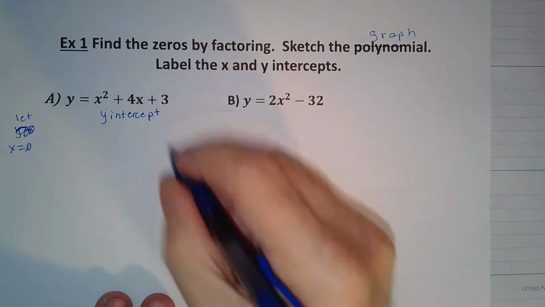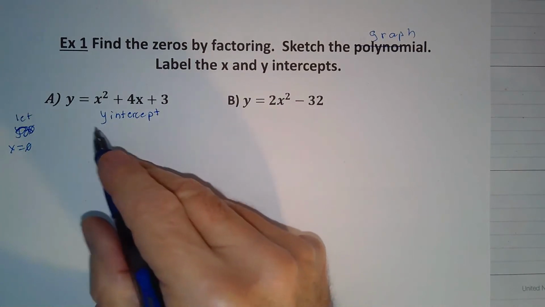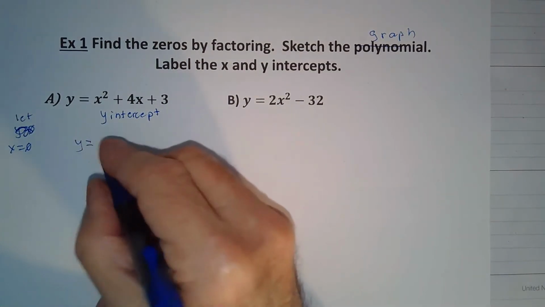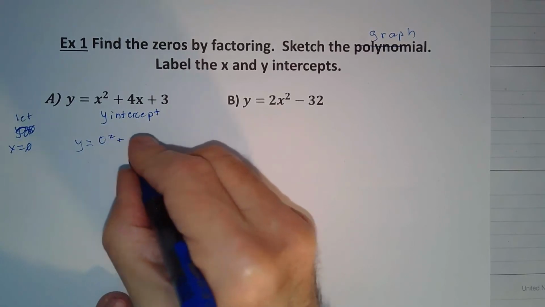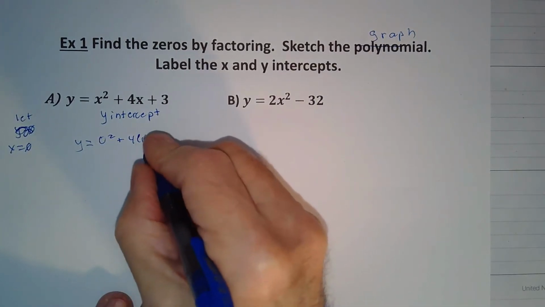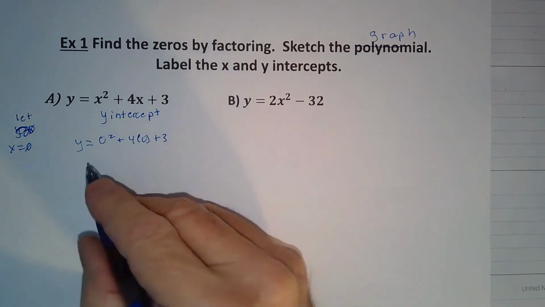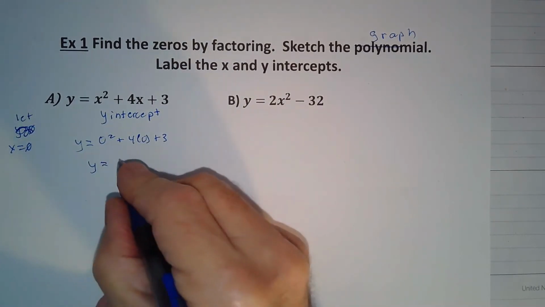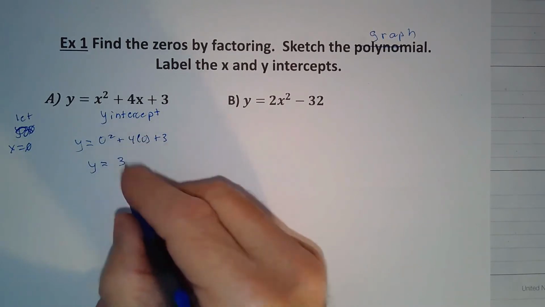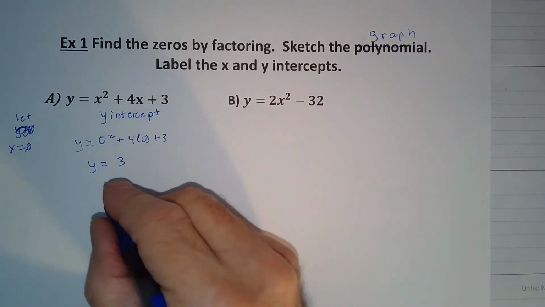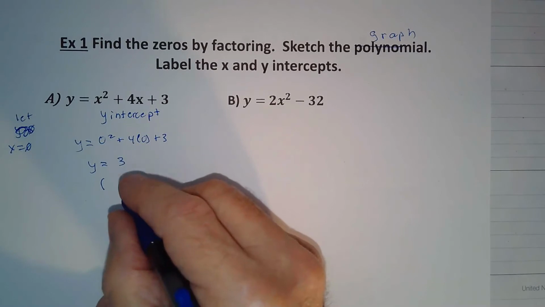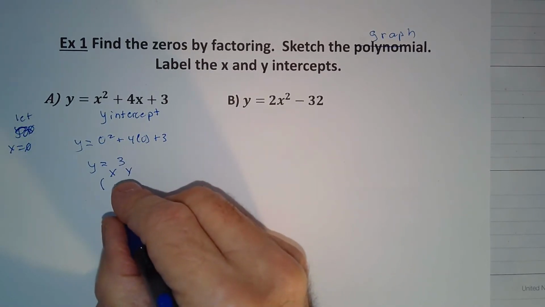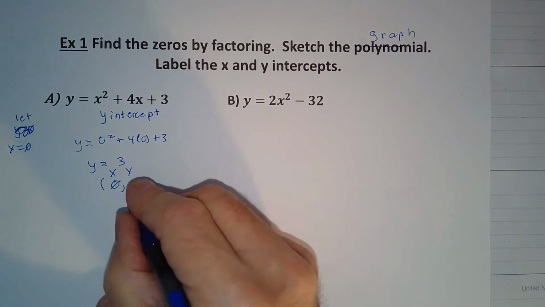So we're going to start out with a y-intercept. All right, so if x is 0, we've got y equals 0 squared plus 4 times 0 plus 3. You end up with y equals 3 when x is 0. So the y-intercept is x is 0, y is 3.